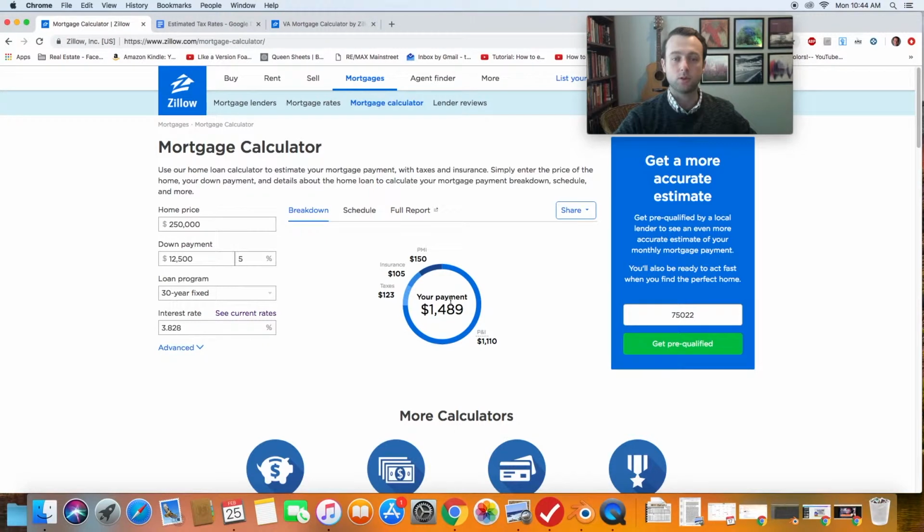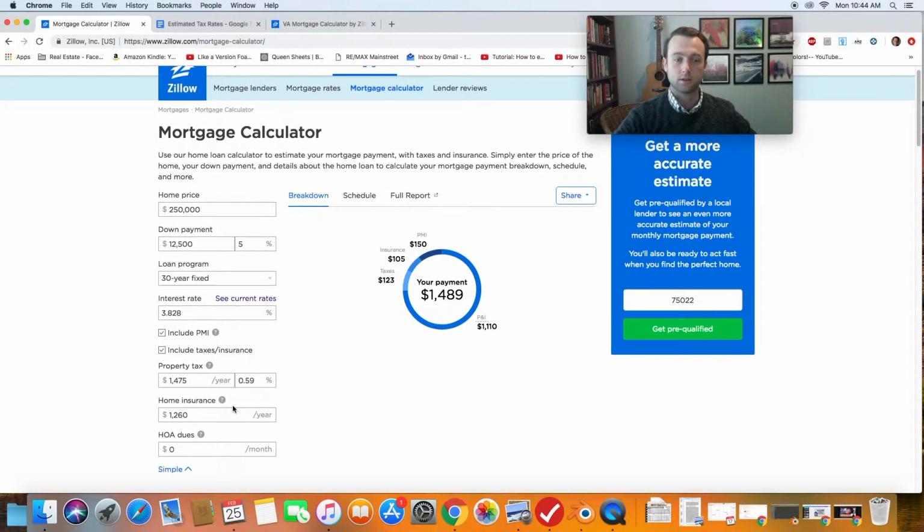So the first thing you want to do, especially if you are looking to purchase something in Texas, is come down here to Advanced and go to this property tax section. Here in Texas, we do not have state income tax, so our property taxes are higher than most other states. I'm pretty sure Zillow just takes a national average for these numbers and auto-populates it that way. But because we have higher property taxes here, we need to change this to get a more accurate view of what we're going to be looking at. So it's going to look more like this. As you can see, that jumped up quite a bit.